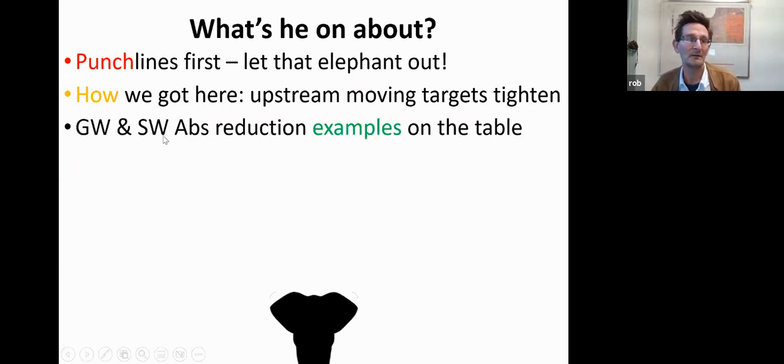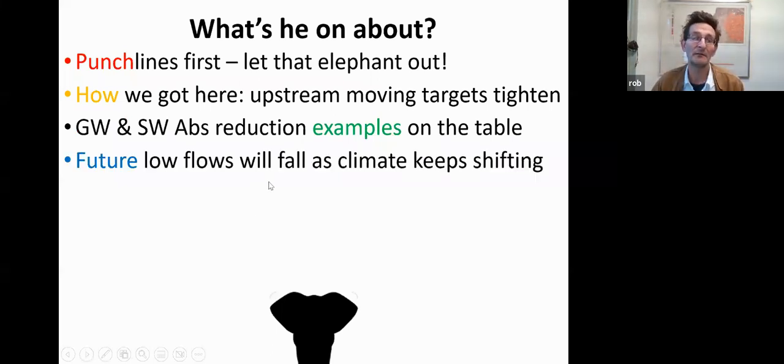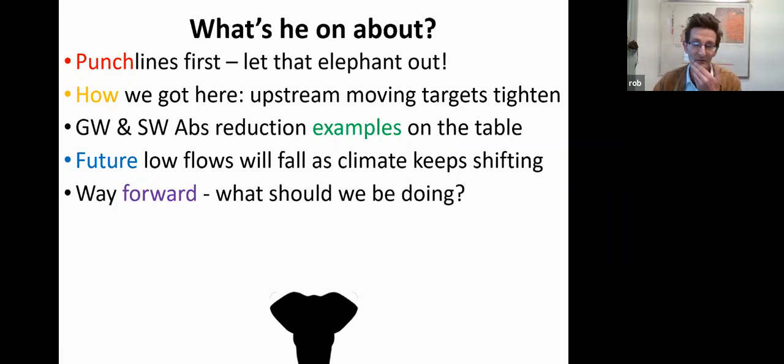There's a few examples of some of the projects I've worked on more recently, looking at the size of groundwater and surface water abstraction reductions that are on the table at the moment being considered. There's a bit of a future look because I think it's sobering and important to look forward to see what's going to happen to low flows in the future from the current climate projections that we're getting. And at the end, there'll be a few things that I think we should be doing so that we're in a good place to go forward into that future.